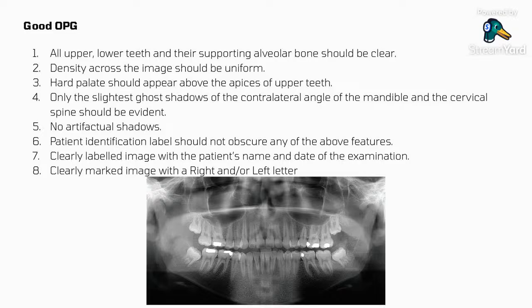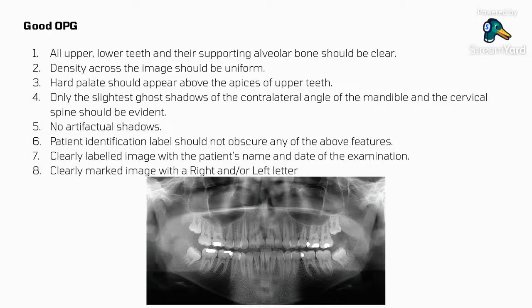All right. So just like a good IOPA, a good OPG is when all the upper and the lower teeth and their supporting alveolar bones are clearly demonstrated. The whole of the mandible should be included. Magnification in vertical and horizontal planes should be equal. The right and left molar teeth should be equal in their distal dimensions.